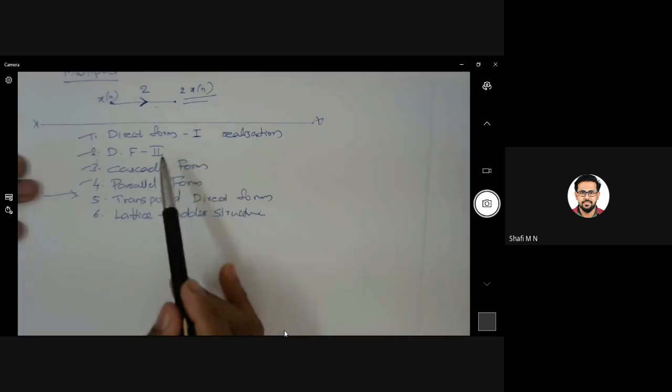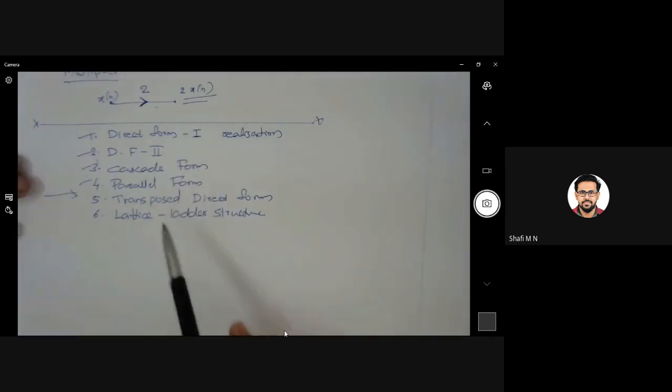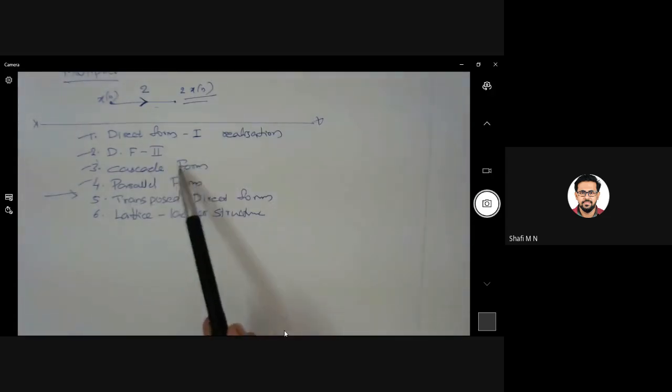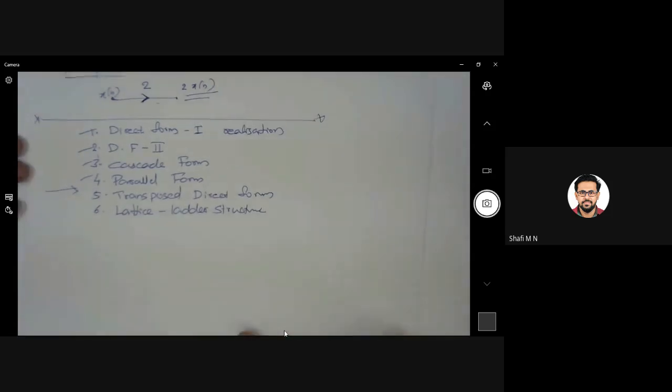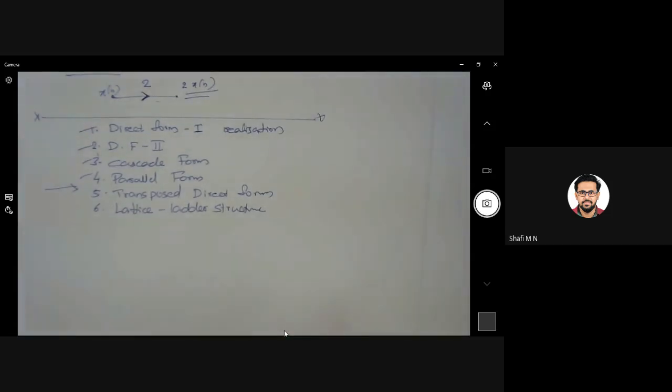Direct form 1, direct form 2, cascade, parallel, transposed, and lattice ladder structure. These terms should be very clear to you. Direct form 1, I repeat, direct form 1, direct form 2, cascade, parallel, transposed, and lattice structure or lattice ladder structure. Can I start with direct form 1?